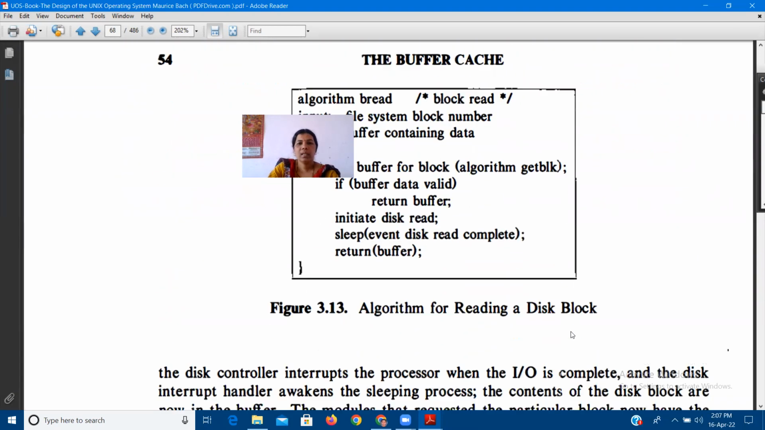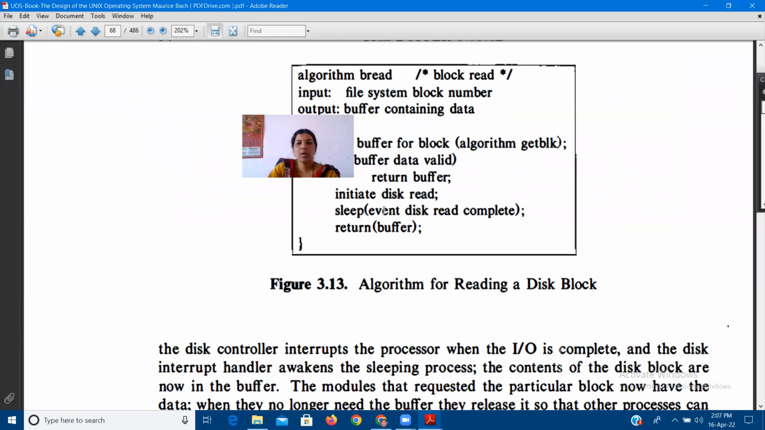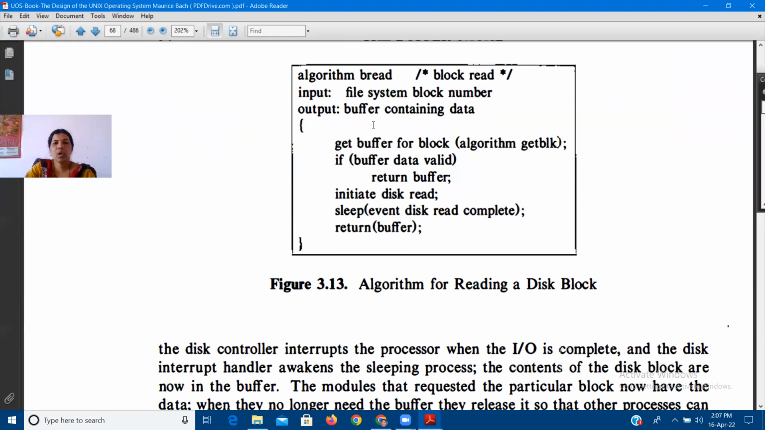Okay, and under that, the first algorithm we are discussing is bread, buffer read. This is a small algorithm, bread. This algorithm is used to read one block into one buffer, assuming that the size of the file is equivalent to one block. Algorithm for reading a disk block. This is a very small algorithm. It is there in front of you.